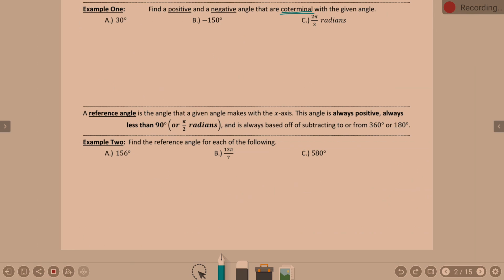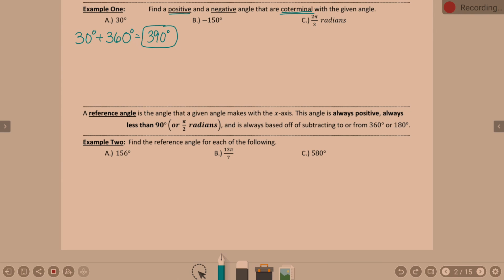Okay? If we take 30 degrees and we add 360, which is once around the circle, what is 30 plus 360? 390. So that's saying if I go all the way around the circle, I'm at 360. If I go 30 more, I'm at 390. Okay? That's a positive coterminal angle.